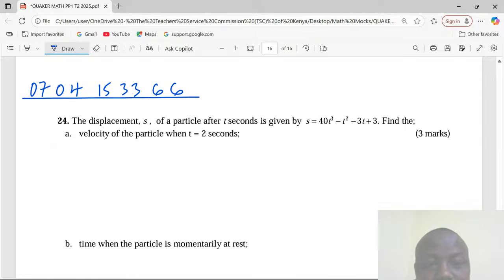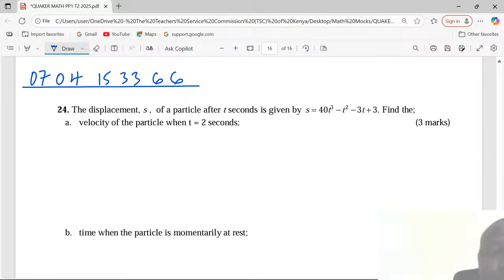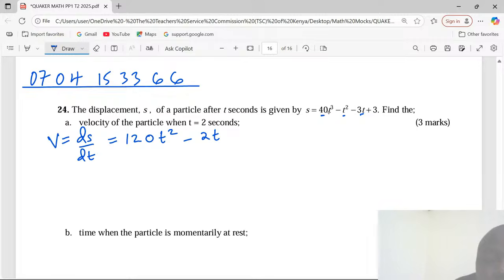The displacement S of a particle after t seconds is given by S equals 40t cubed minus t squared minus 3t plus 3. Find part A, the velocity of the particle when t equals 2 seconds. For us to get velocity, we need to differentiate displacement with respect to time. The power of 3 goes down to multiply 40, so it becomes 120t squared. In the second term, 2 multiplies t and the power becomes 1. Then we get negative 3, and t becomes power 0, whereby the power disappears. In the last term, which is a constant, there is a t power 0.